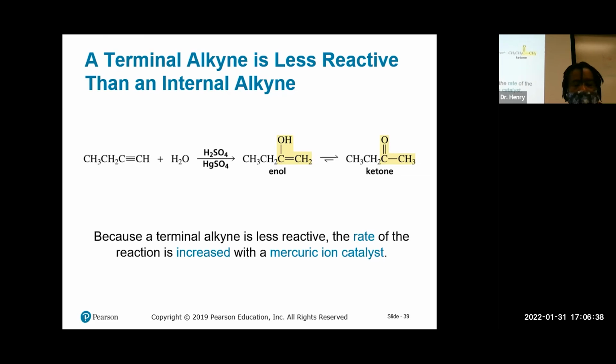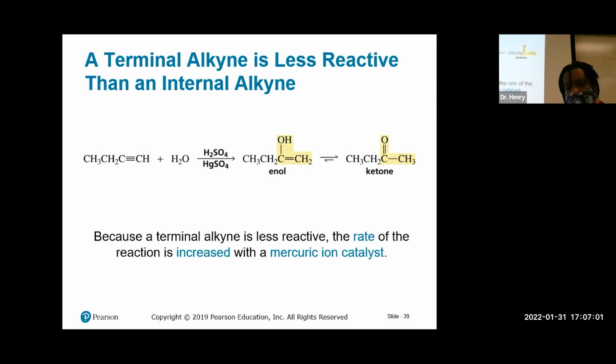I believe it's called mercurial ketonation or something along those lines. I have to look to be sure.